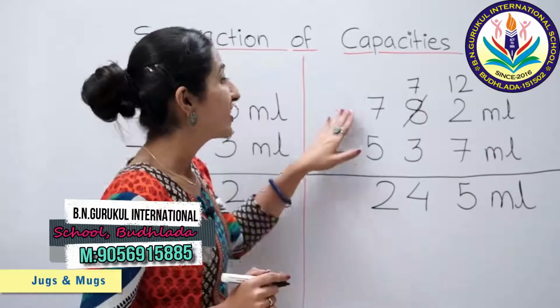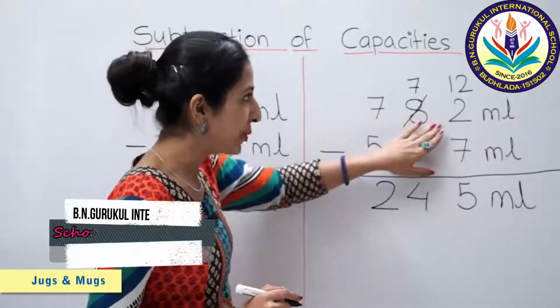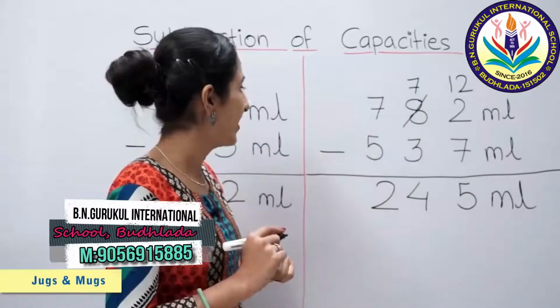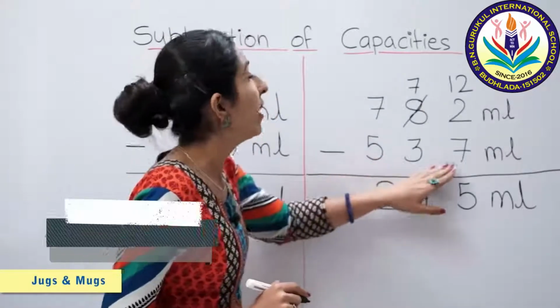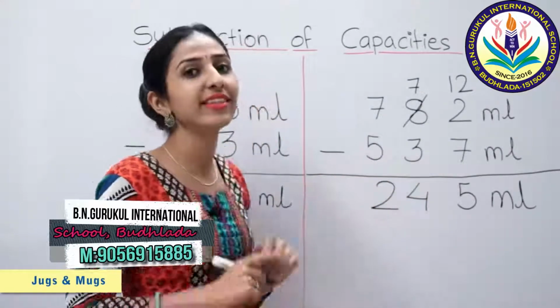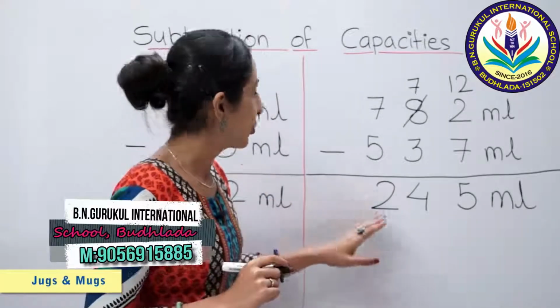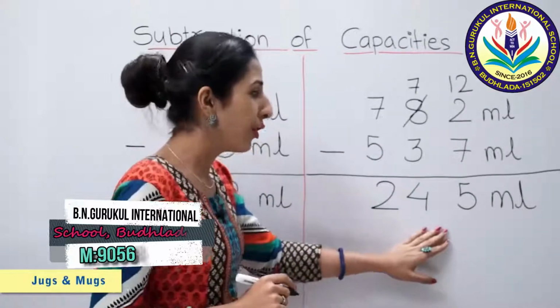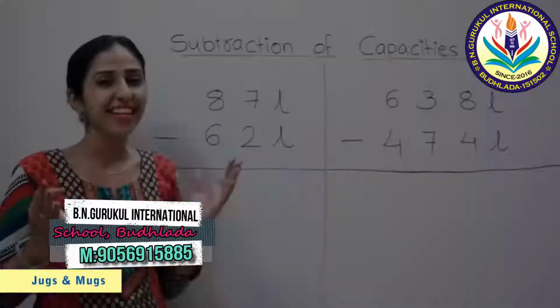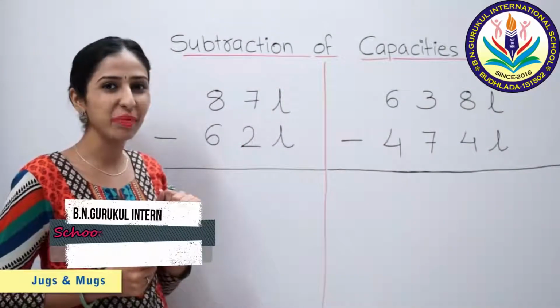So, 782 ml minus 537 ml is equal to 245 ml. Let's solve these examples.